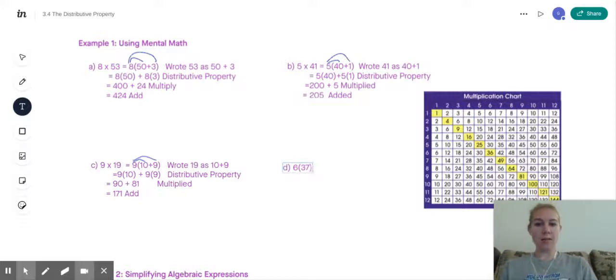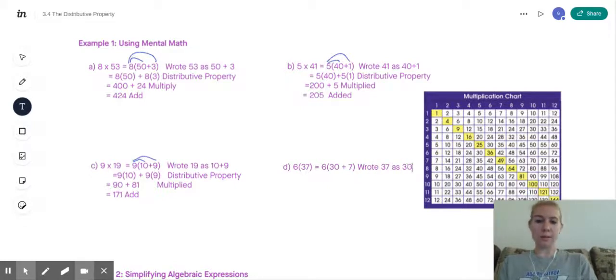Okay, now let's check out this last problem. 6 times 37. It's written slightly different in that there's not the x as the multiplication symbol. Instead, 37 has parentheses around it. But we know that parentheses also mean multiplication. And we know we can still split up that 37 into 2 smaller numbers. So I'm going to split 37 into, well, I know the 3 in the 37 is in the tens place. So the 3 really stands for 30. Plus, and the 7 in the ones place just stands for 7. So I wrote 37 as 30 plus 7.